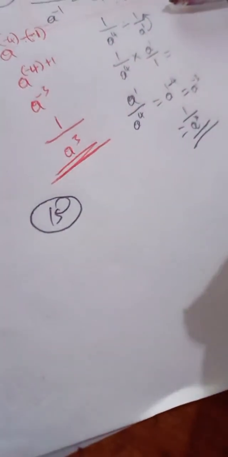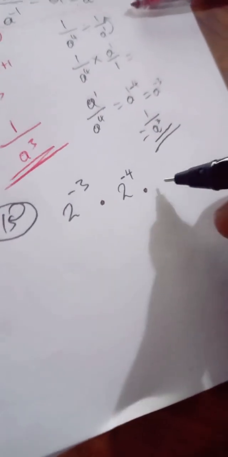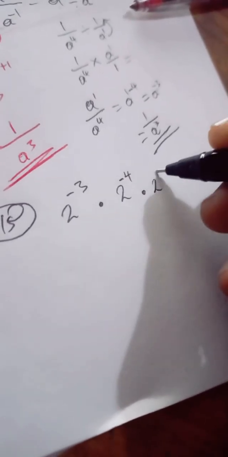Question 15. Our question goes by 2 to the power negative 3, 2 to the power negative 4, 2 to the power 5. These have the same base, so we are just going to do the same. Okay, let's do this.